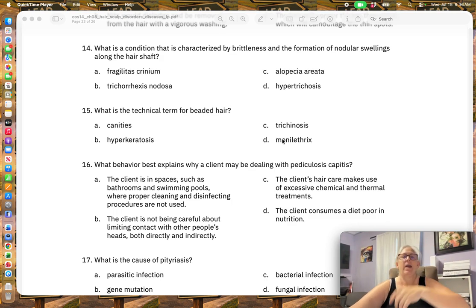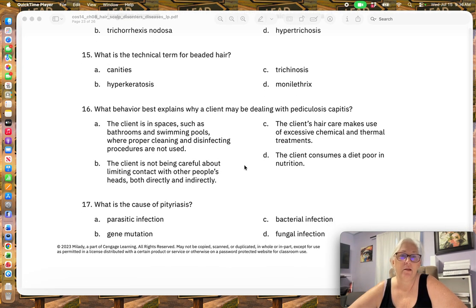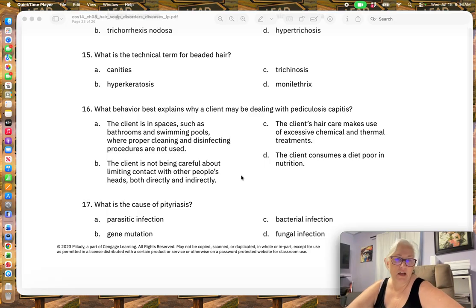All right, what behavior best explains why a client may be dealing with pediculosis capitis? The client is in spaces such as bathrooms and swimming pools where proper cleaning and disinfecting procedures are not used. The client is not being careful about limiting contact with other people's heads, both directly and indirectly. The client's hair care makes use of excessive chemical and thermal treatments, so the client consumes a diet poor in nutrition.